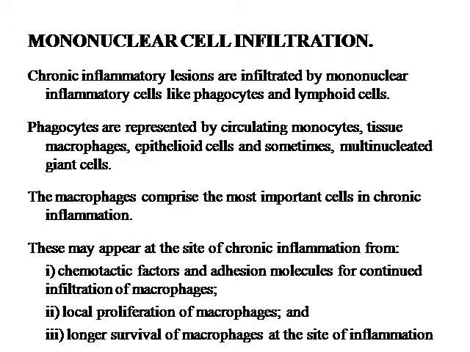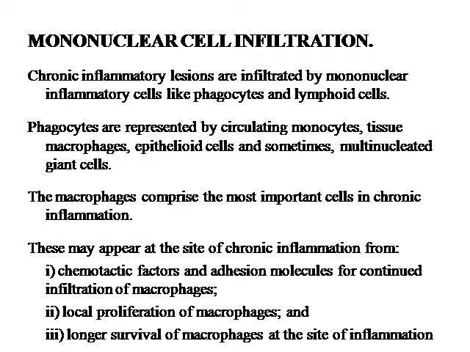What does it mean? In chronic inflammation lesions, we see infiltration by mononuclear inflammatory cells like phagocytes and lymphoid cells. At the site of chronic inflammation, we can see these particular cells present. Phagocytes are represented by circulating monocytes, which collect here and are known as phagocytes. Tissue macrophages, epithelioid cells, and sometimes multinucleated giant cells are present. These are the common features we find in chronic inflammation. The macrophages are the most important cells in chronic inflammation.